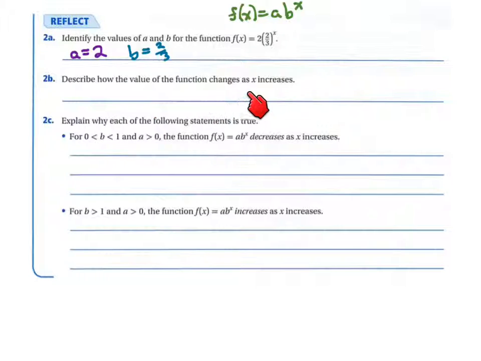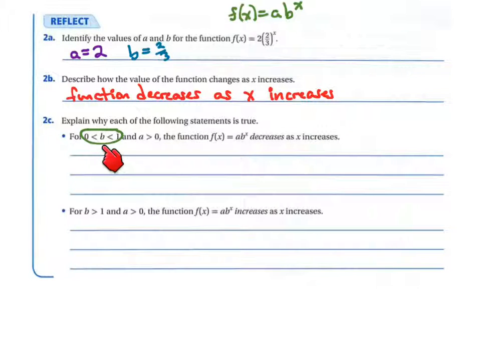Okay, how is the value of the function changing as x increases? Well, it's actually decreasing as x increases. And you saw that, right? The graph was curving down. So as your exponent got bigger, your output actually got smaller. Well, we're going to answer why that happened with these.